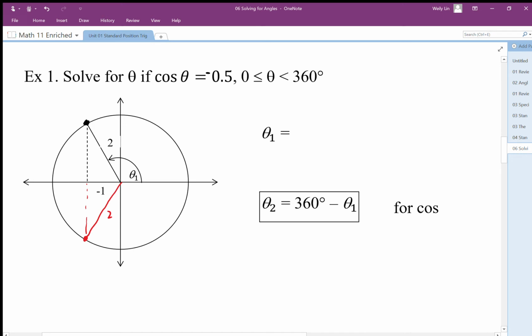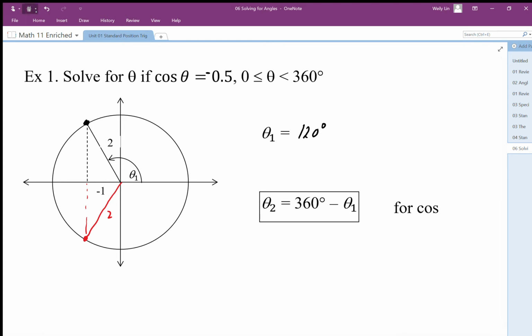So when I use my calculator, again, this happens to be a special angle, but if I use my calculator, I'm going to do inverse cosine of negative 0.5. I'm going to end up with 120 degrees, and that's going to give me my theta 1 position.